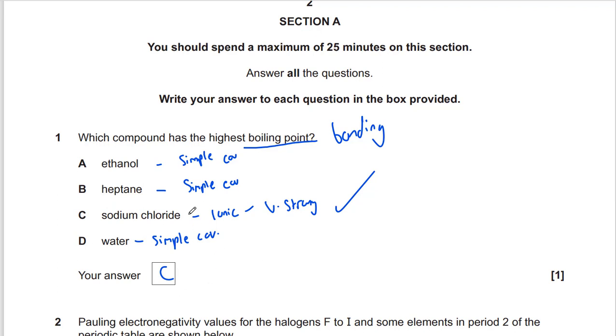So once you've identified the correct types of bonding, it's very easy to spot that sodium chloride will be the highest. I think its melting point is about, boiling point, that's even more. I know it melts at about 800 degrees, probably boils slightly higher than that. So yeah, nice, straightforward. You could probably answer that in about 15 seconds if you went through them quickly.